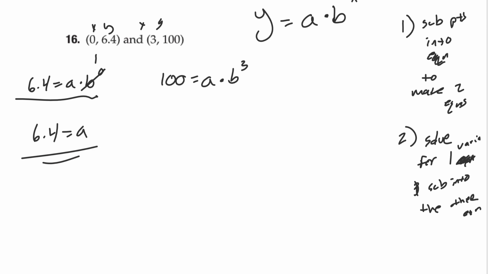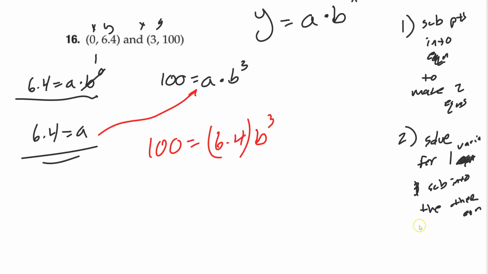Then we're going to sub that into the other equation. Solve by substitution. Plug it in. So I get 100 equals 6.4 times b cubed. This was my a. Now all we've got to do is solve for b. So next step is to solve.